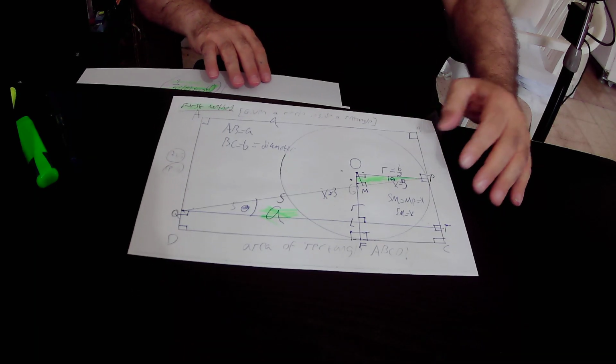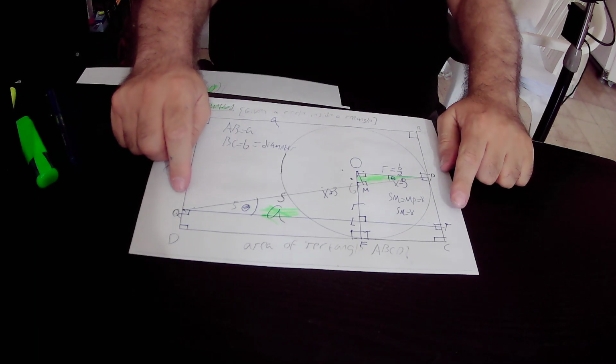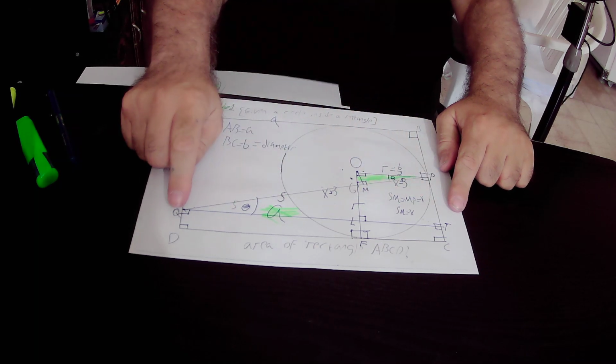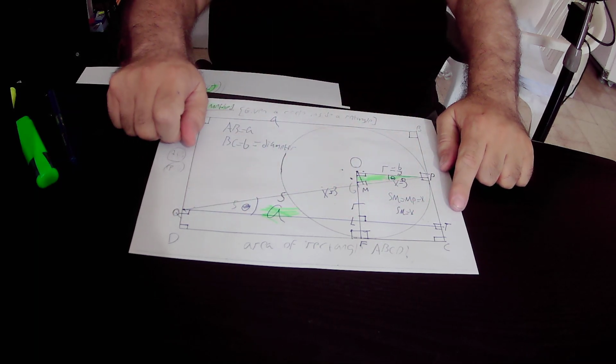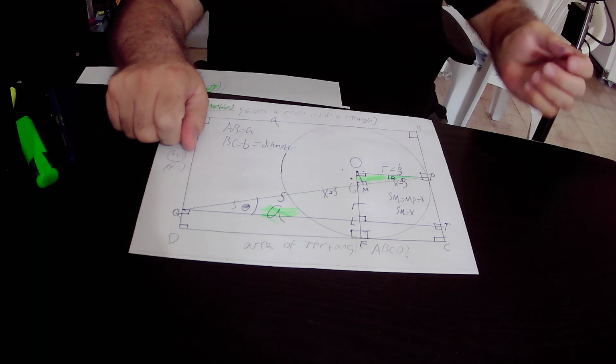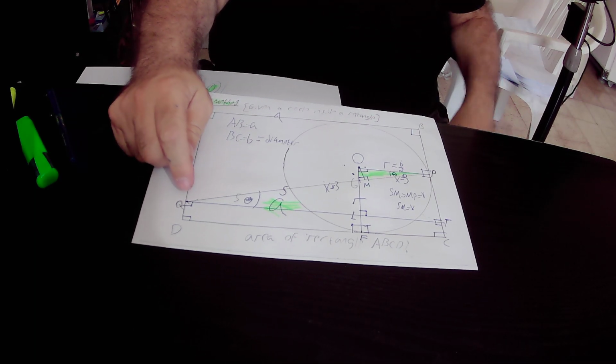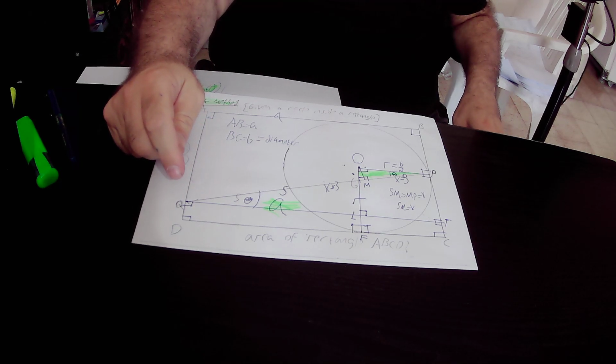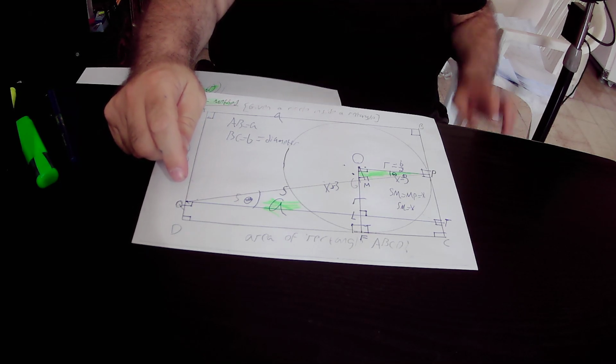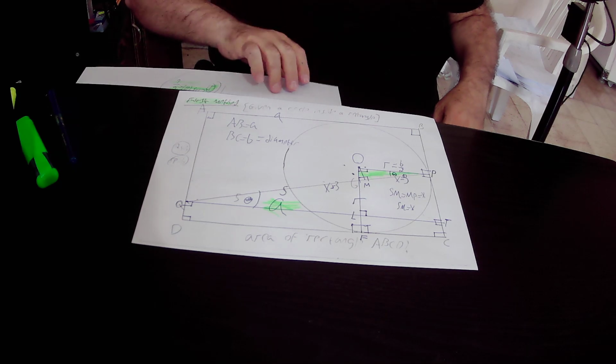Then we focused on quadrilateral QTDC. In quadrilateral QTDC we have 1, 2, 3 right angles. Therefore the fourth angle must also equal 90 degrees. Therefore quadrilateral QTDC, which has 4 right angles, is a rectangle.